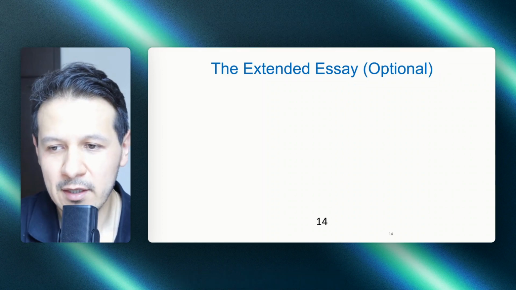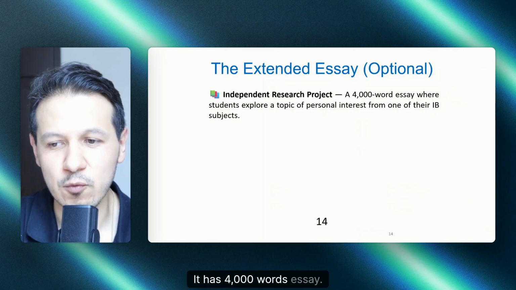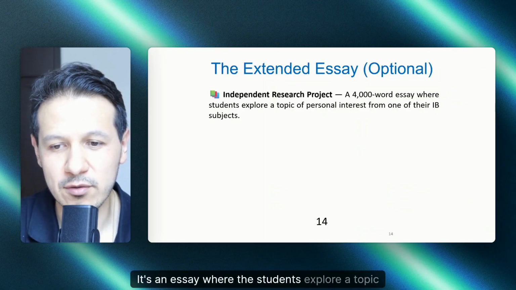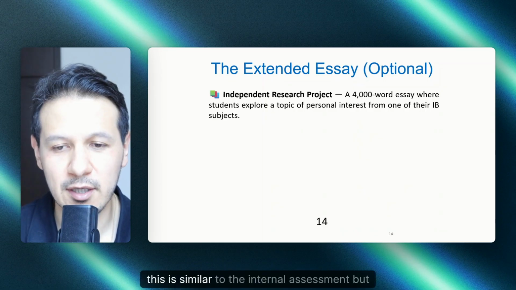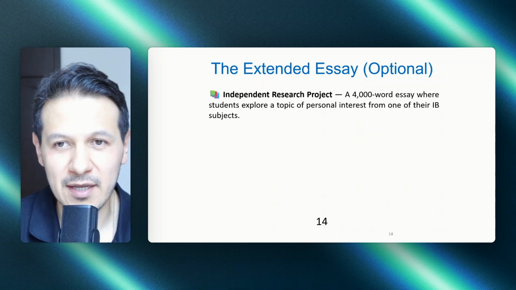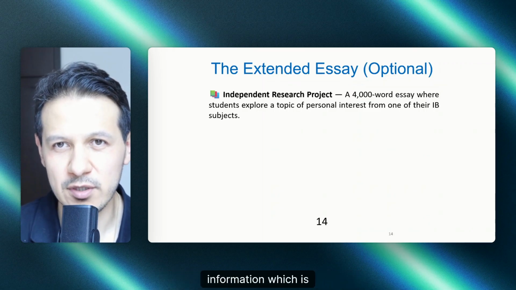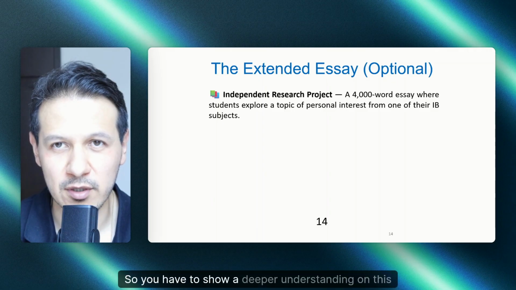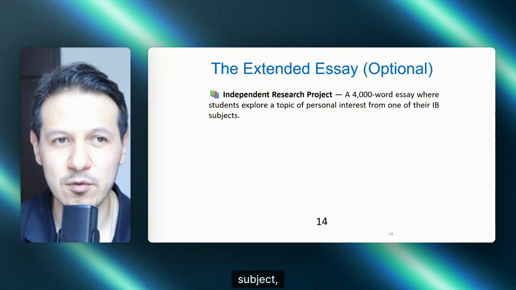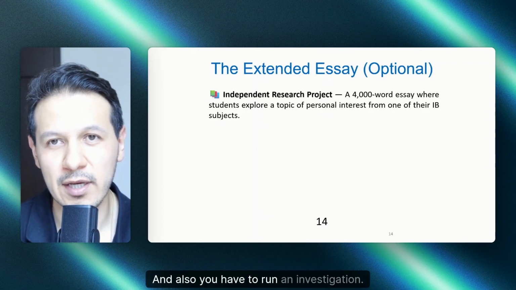Okay. So this is an independent research project. It has a 4,000-word essay. It's an essay where the students explore a topic of personal interest. This is similar to the internal assessment, but the difference is mainly the background information, which is wider and must be stronger. So you have to show a deeper understanding of the particular topic, and also you have to run an investigation.